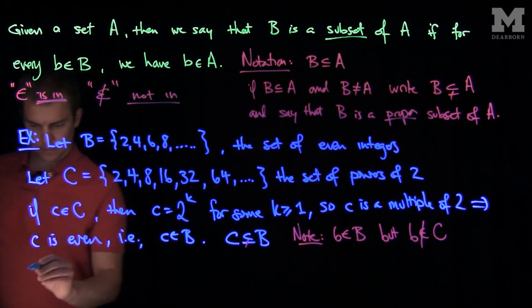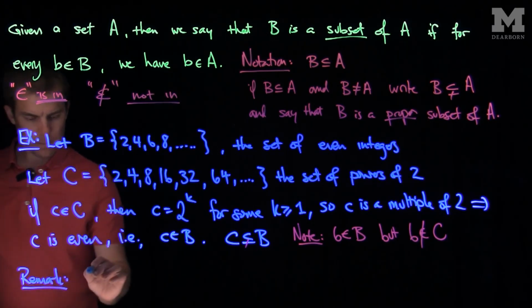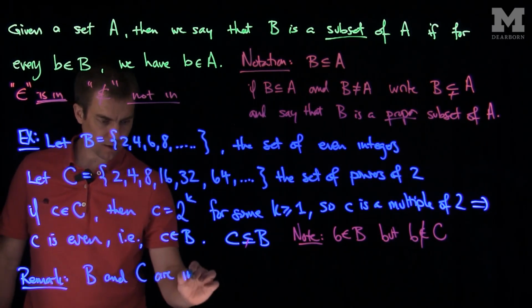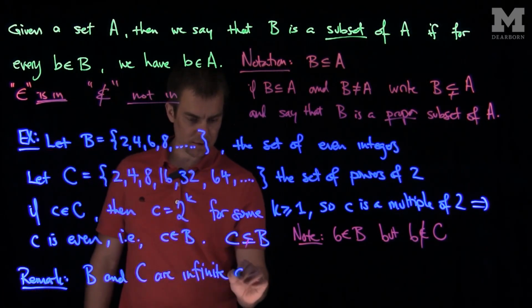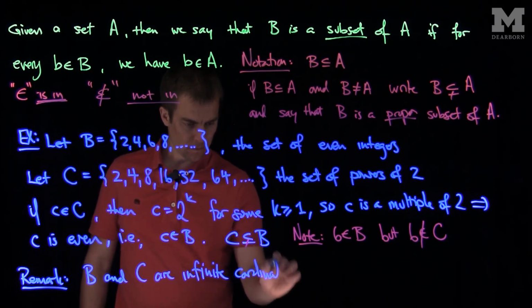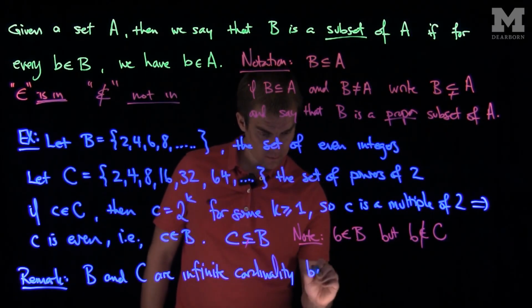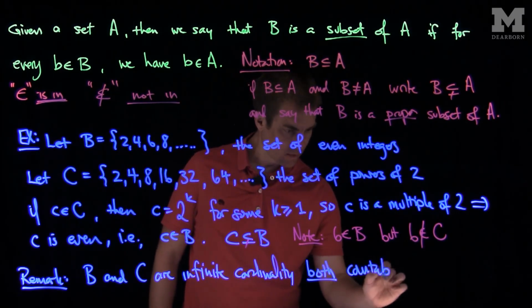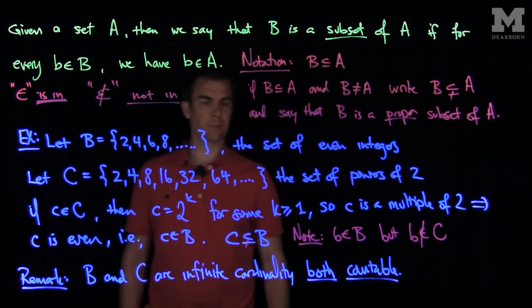And so two things to note about this is just a remark. B and C are of infinite cardinality. They have an infinite number of elements. And they're both countable. We won't prove that, but we'll just assert that they're both countable. It's actually fairly easy to prove.